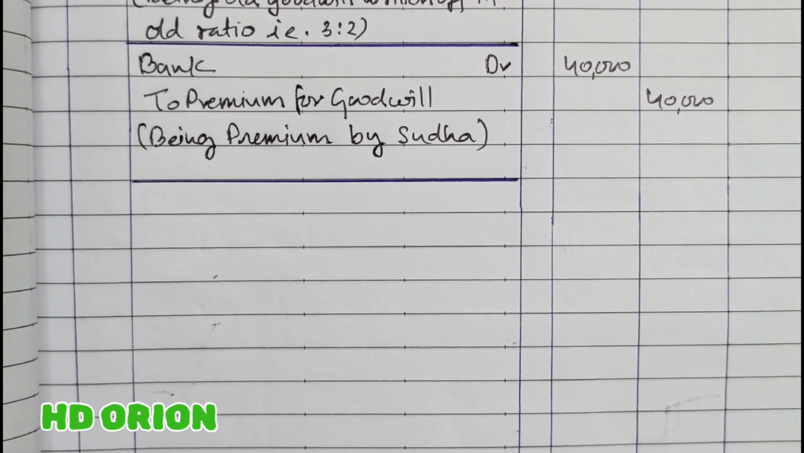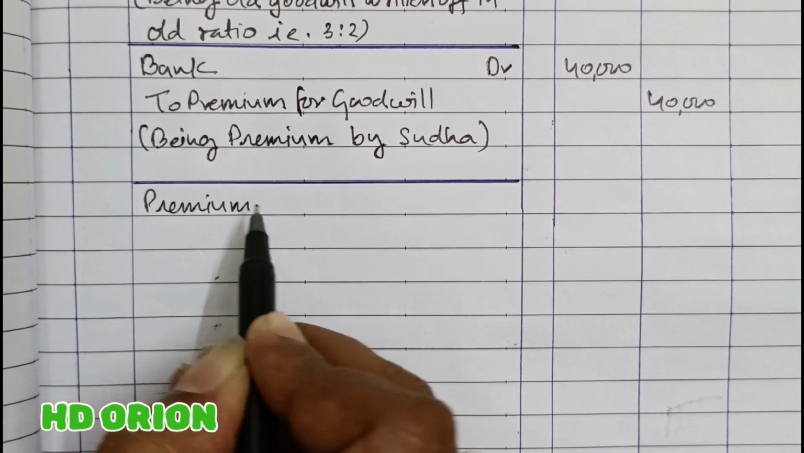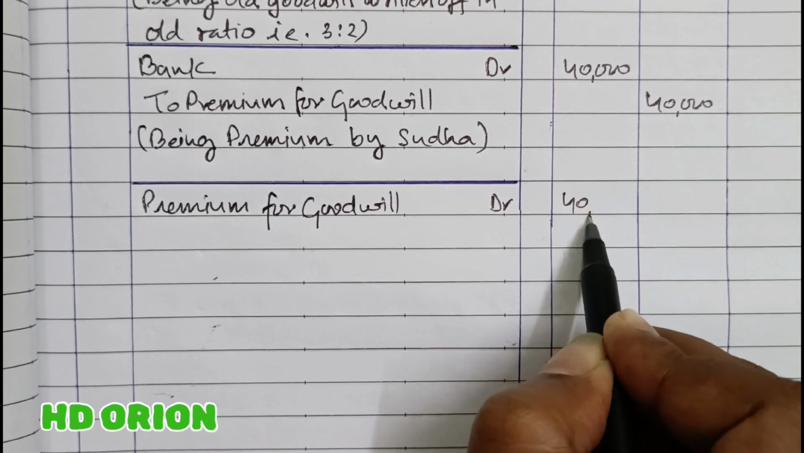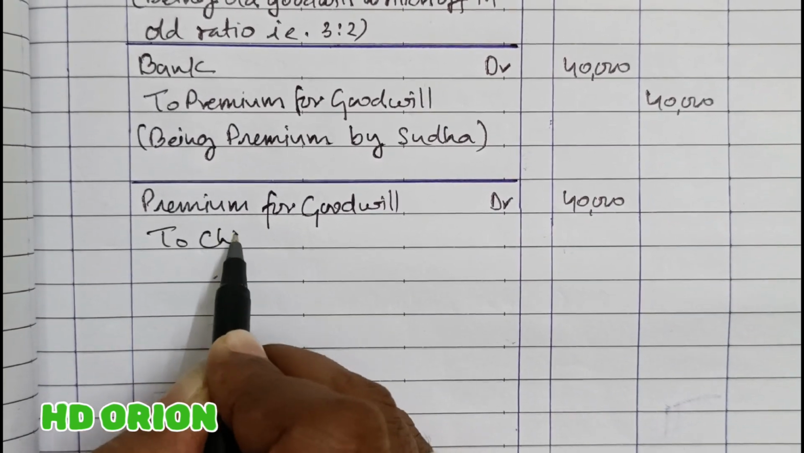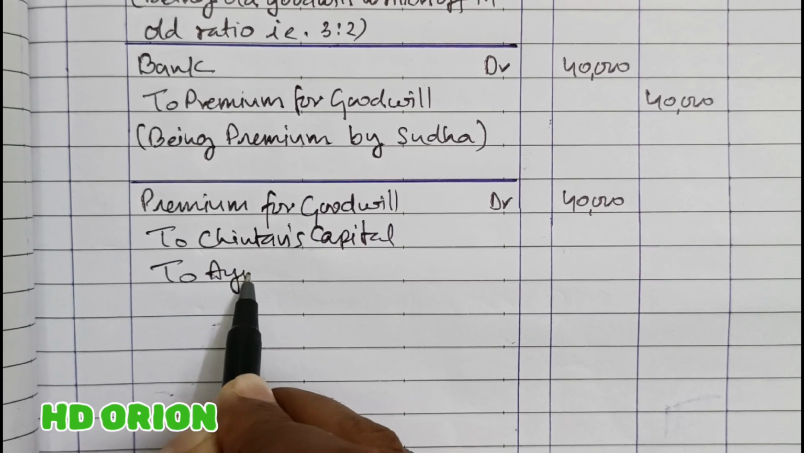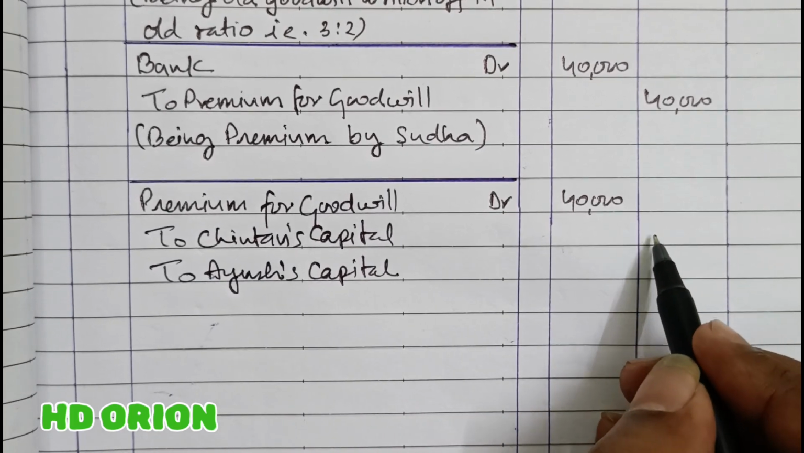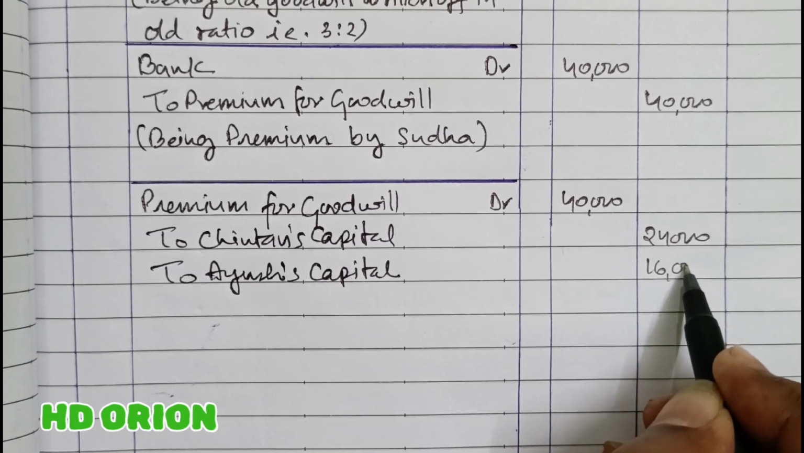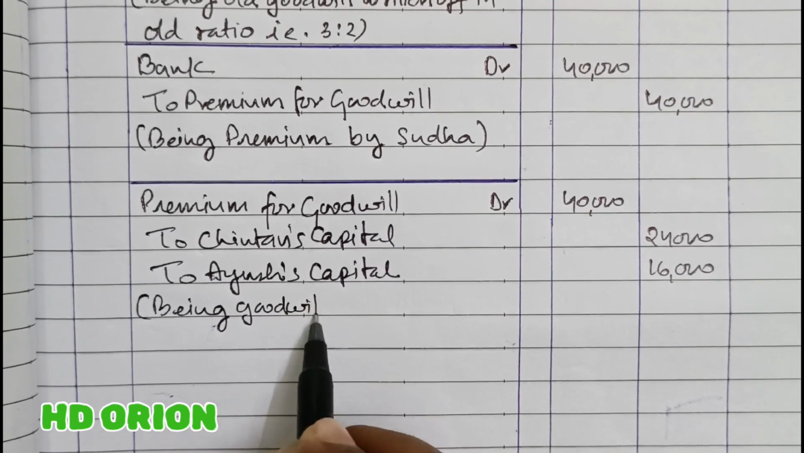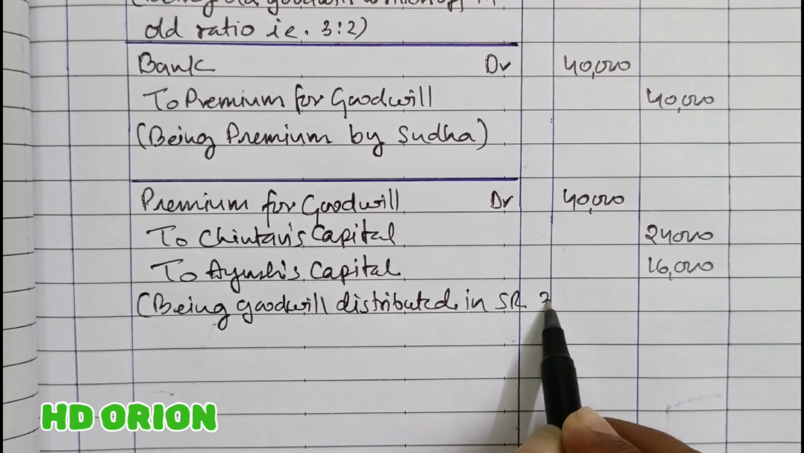Now we will distribute this to the old partners in their sacrificing ratio. Premium for goodwill account debited 40,000 rupees to Chintan and to Ayush. In their old ratio, so here again rupees 24,000 and rupees 16,000. It is not old ratio but sacrificing ratio, being goodwill distributed in sacrificing ratio, which is 3:2.